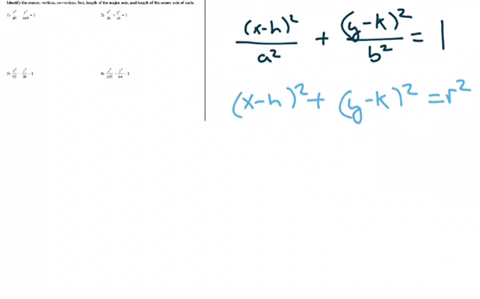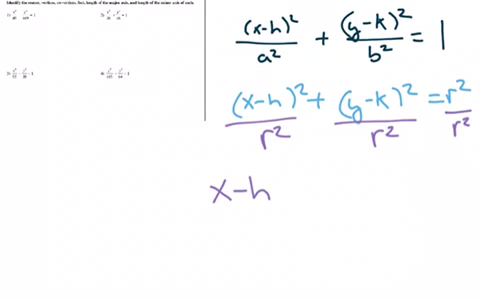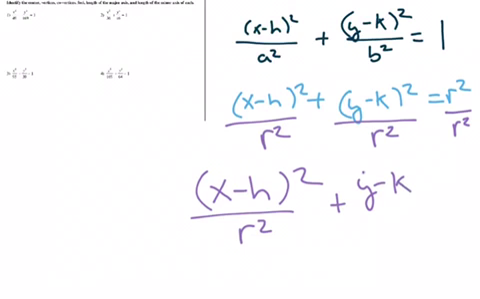And in fact, the circle formula is the same thing as the ellipse formula. It's just written in a different way. So note, if you divide by r squared, you get (x minus h) squared over r squared plus (y minus k) squared over r squared equals 1.